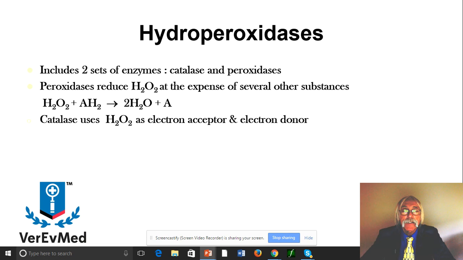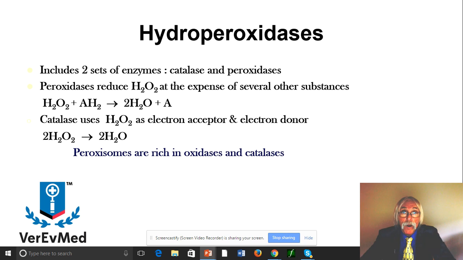Now, catalase, the second form of hydroperoxidase, actually uses H2O2, hydrogen peroxide, as an electron acceptor and electron donor, depending on which way the reaction moves. Okay? And you see the reaction there. Hydrogen peroxide goes to water.